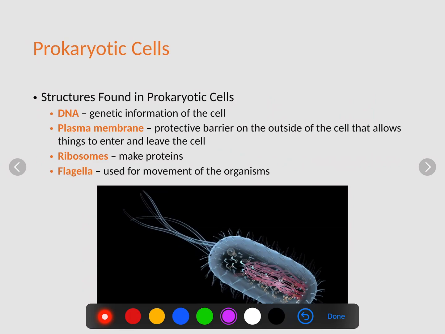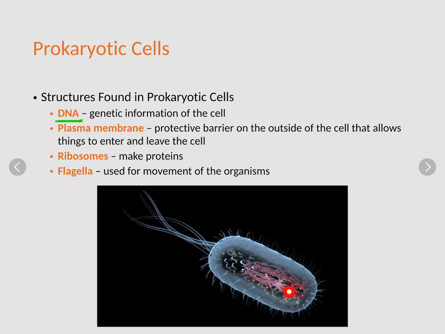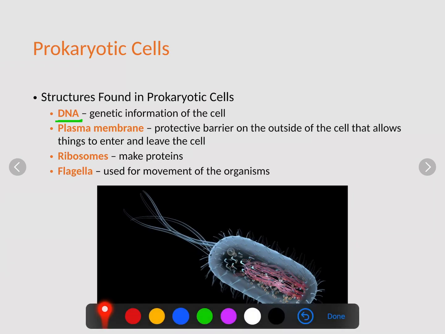So a prokaryotic cell contains DNA. Now again, remember, all organisms contain genetic information in the cell. But if you remember, this DNA is just floating freely on the inside of the prokaryotic cell. There's no membrane enclosing it. They also contain a plasma membrane, or a protective barrier on the outside. That would be this area right here.